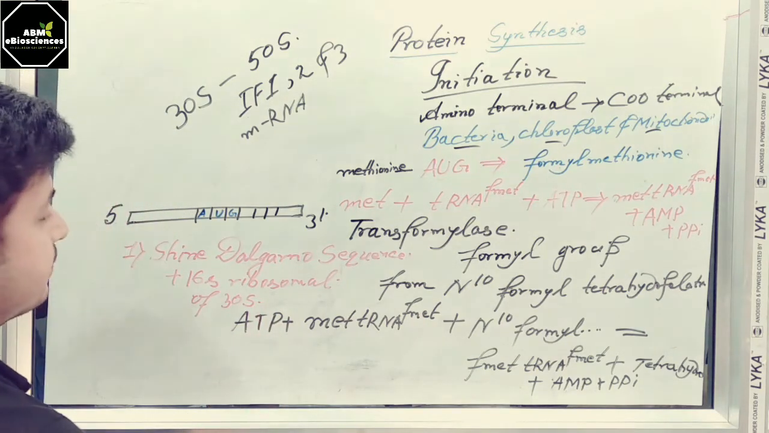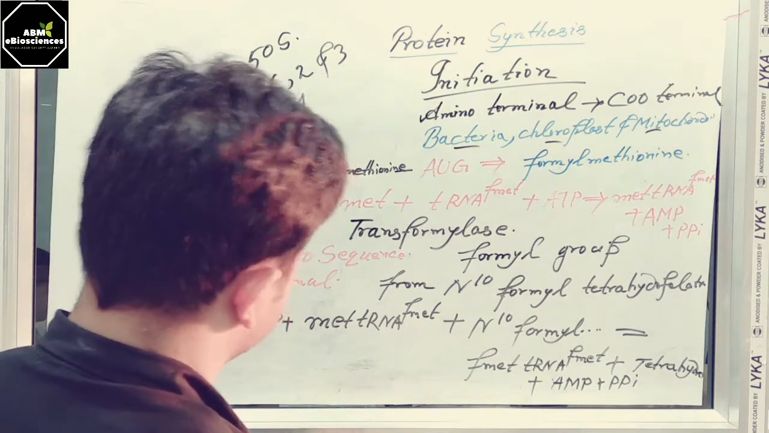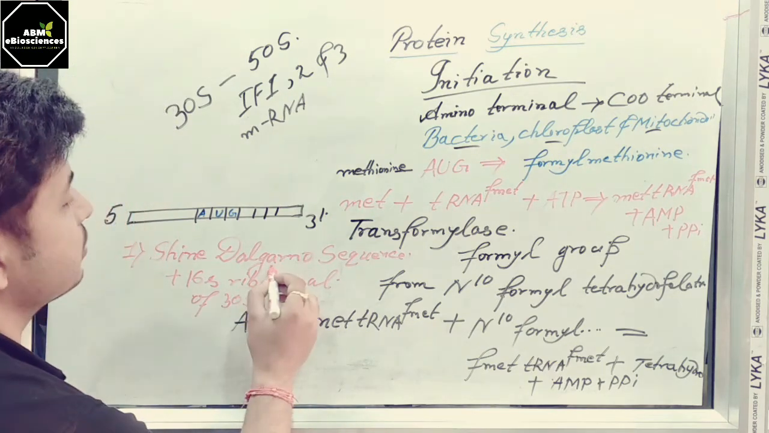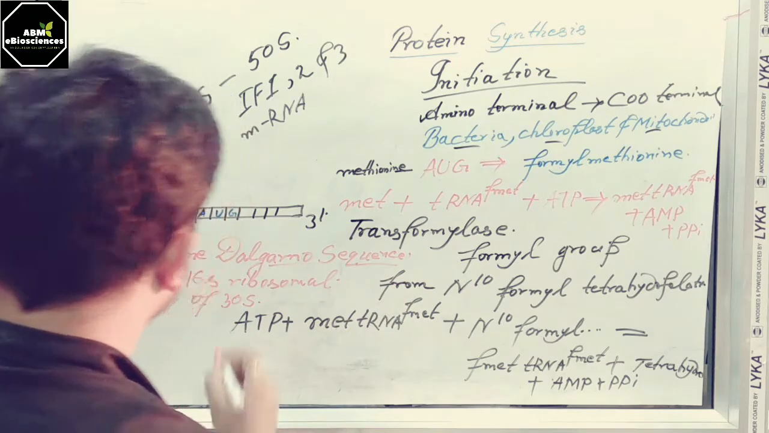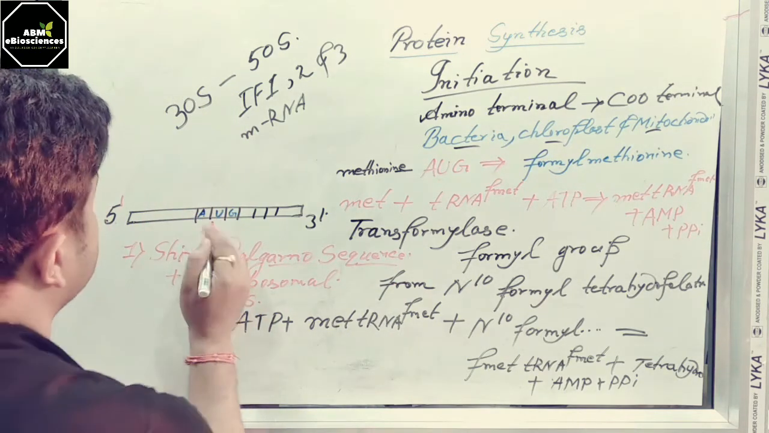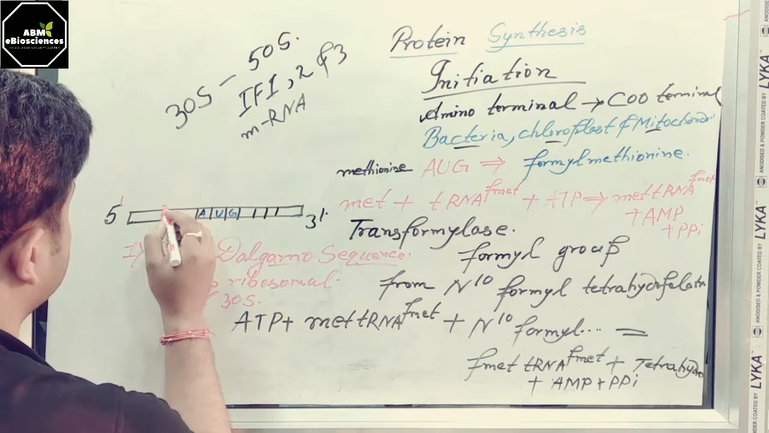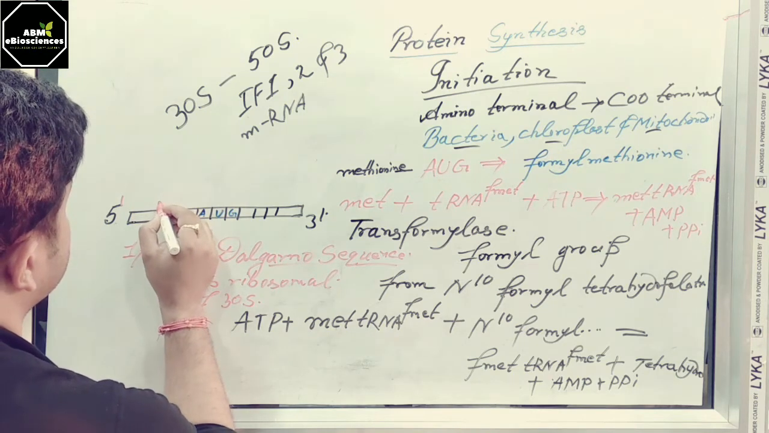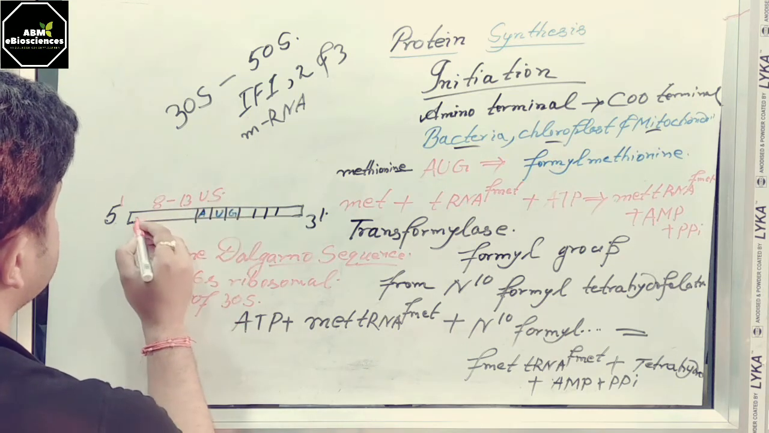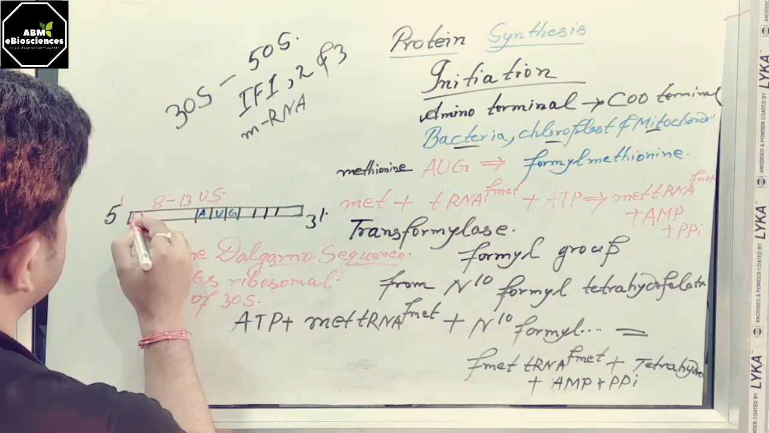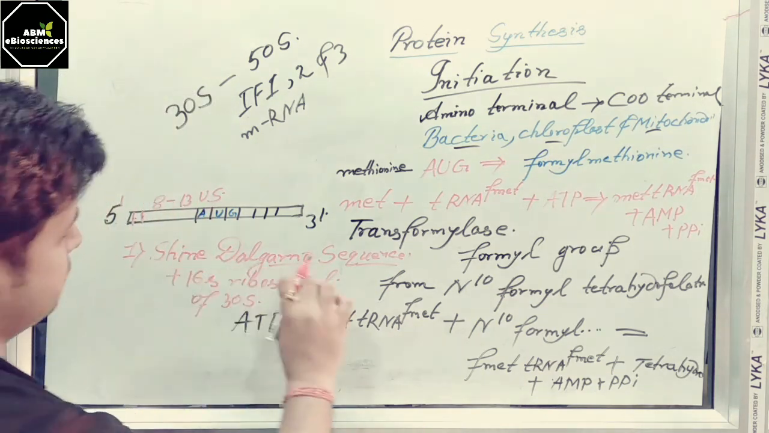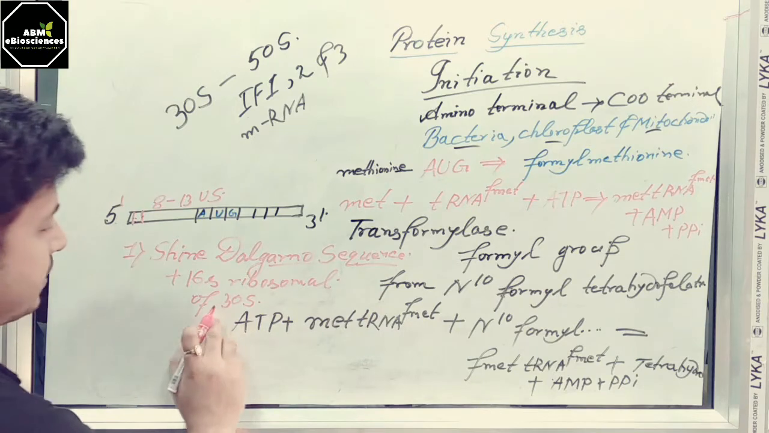So the 30S ribosome bears the 16S ribosomal RNA, which is actually recognizing the Shine-Dalgarno sequence. Where is it present? It is present upstream of the start codon of the mRNA to be translated, actually 8 to 13 nucleotides upstream. Suppose here is the consensus sequence where the 16S ribosomal subunit with the help of 30S will bind.